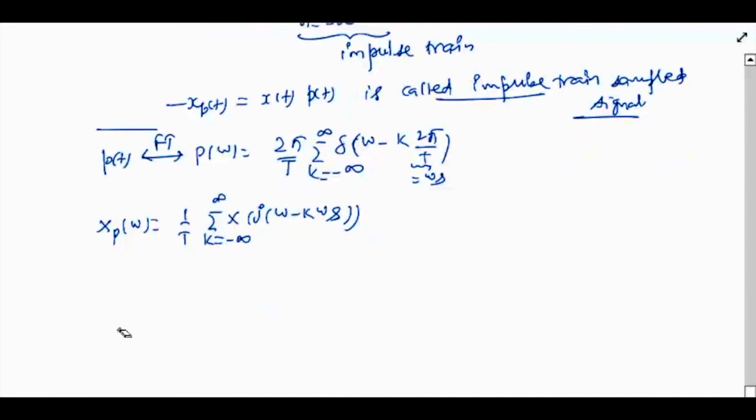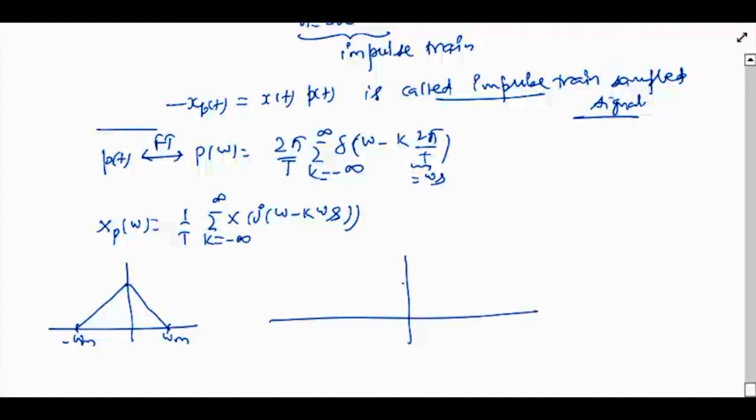Notice that X_p(ω) is nothing but a scaled sum of shifted copies of X(ω). So what I mean is that if my X(ω) is like this, so this is −ω_m, and if ω_s is greater than 2ω_m, then X_p(ω) would indeed look like this, where this is ω_s, say, 0, minus ω_s, and this is 1 by T, whereas this was 1.